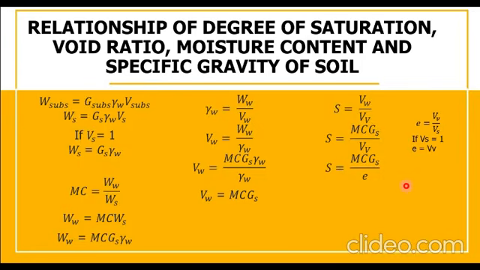And therefore, we get the relationship of degree of saturation, void ratio, moisture content, and specific gravity of soil as SE is equal to GS MC, or sometimes it can be written as SE equals G MC. So this formula is very much needed in soil mechanics, this relationship.